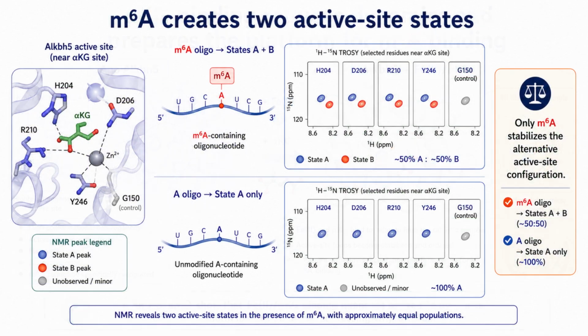Next, NMR revealed something unexpected. When m6A binds to the Alkbh5 iron(II)/alpha-ketoglutarate complex, residues near the active site split into two sets of peaks. This indicates that m6A stabilizes two slowly exchanging active site states.